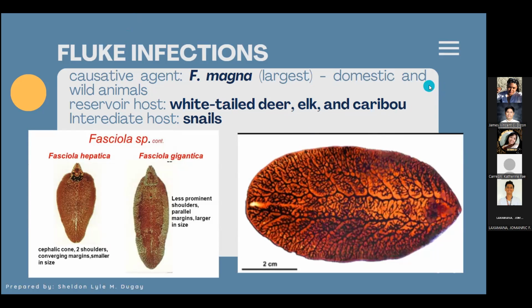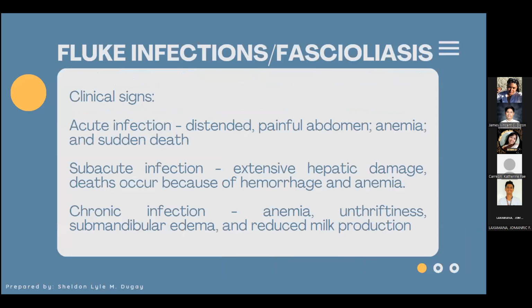Nagiging source of infection sila pero hindi sila nai-infect, parang ganun. So, pwedeng makuha ng mga domestic and wild animals or mga ruminants yung infection through these reservoir hosts. Tapos yung intermediate host nila is snails din.